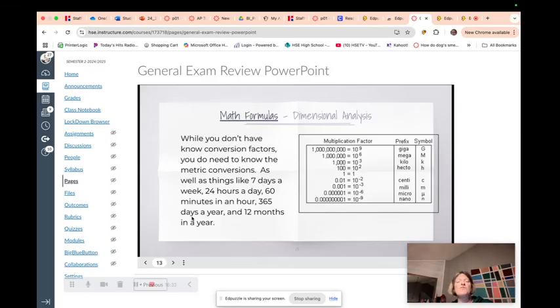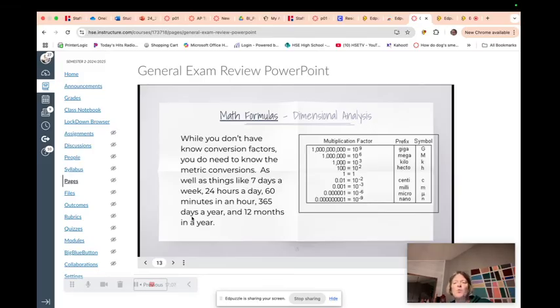For some more information for dimensional analysis here, while you don't have to actually know the conversion factors, they will always provide the conversion factor for you. And when I say conversion factor, I mean like if 1 barrel of oil provides 5,000 kilowatt hours of energy. I don't know, I just made that number up. But if it provides 5,000 kilowatt hours of energy, then they will give you that information.